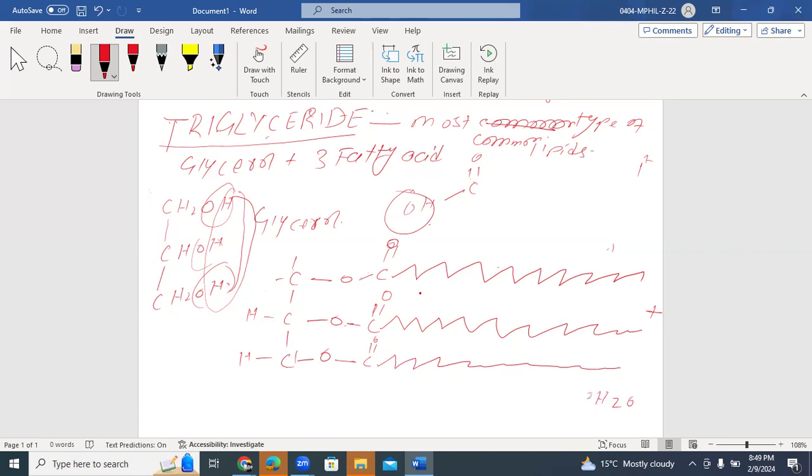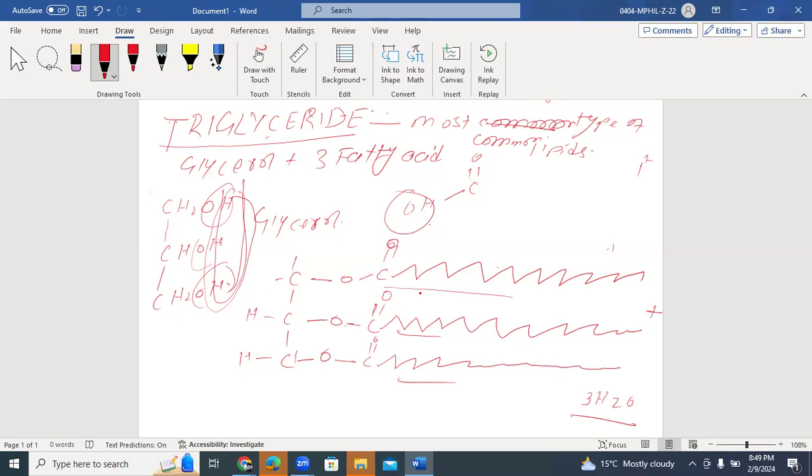Why? Because we have added three fatty acids, one, two, three, and all of them are removing a hydroxyl group from there. And we have removed three hydrogen atoms, like these three hydrogen atoms. So when these three hydrogen atoms combine with three hydroxyl groups, they will produce three molecules of water.